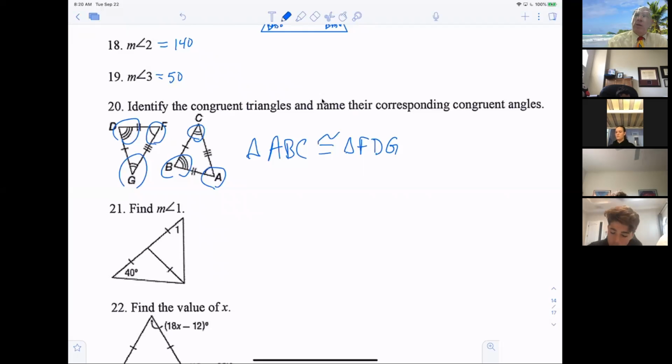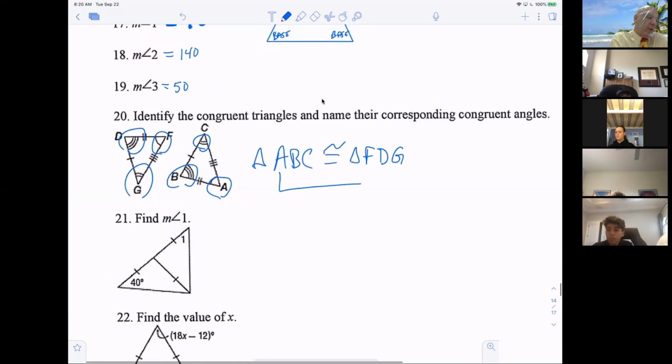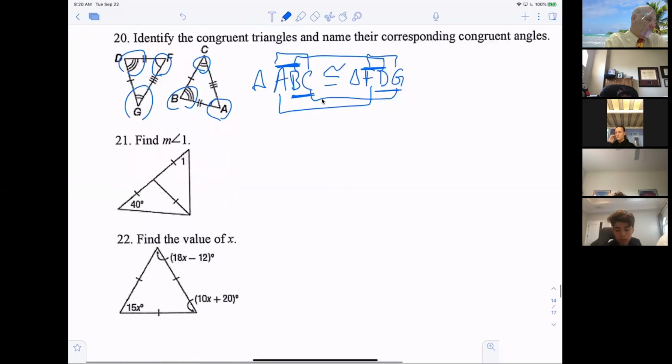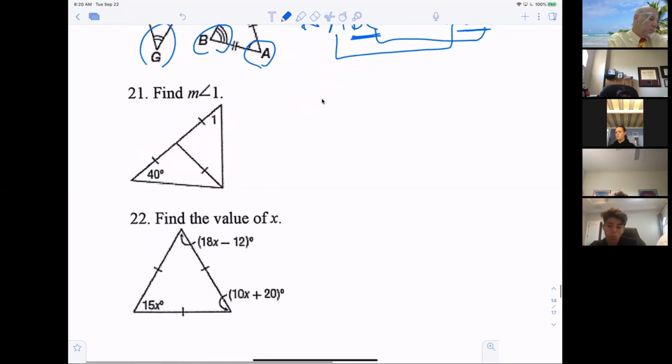Well, I don't care if you write that down. That's too easy for us. Angle A is congruent to F, B is congruent to D, C is congruent to G. Remember, AB is congruent to FD, BC is congruent to DG, and AC is congruent to FG. Anybody have any issues with that? That's easy. All right, this one's kind of interesting.